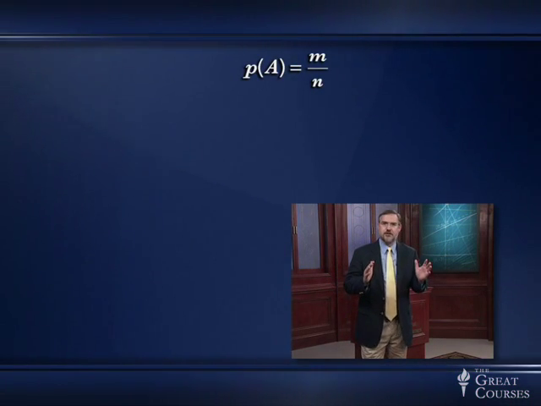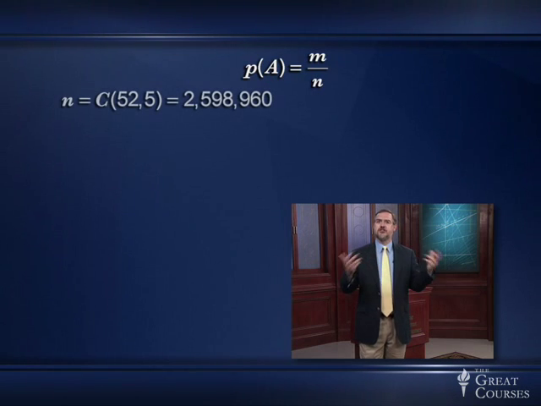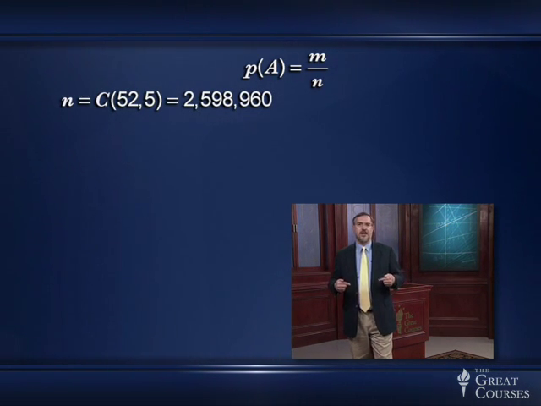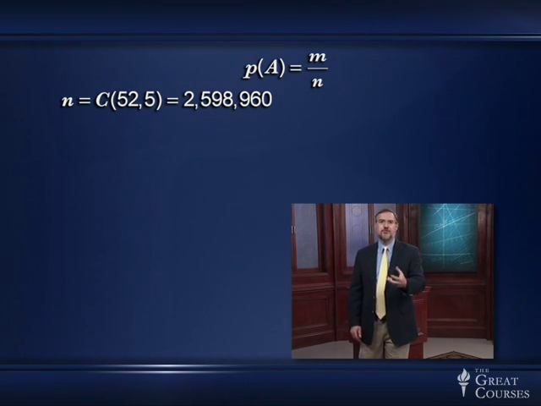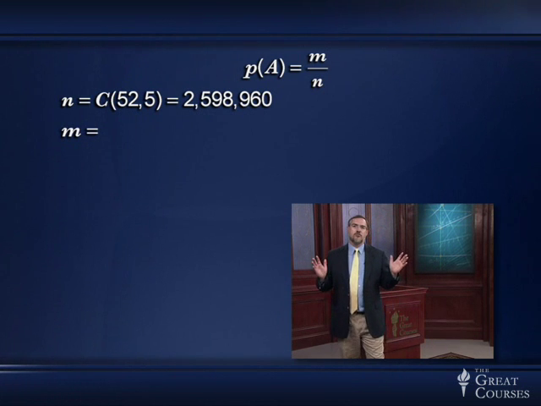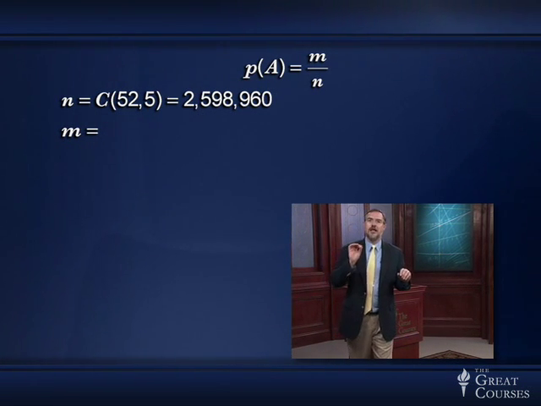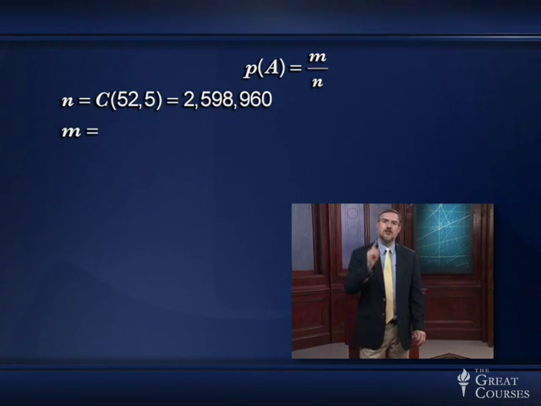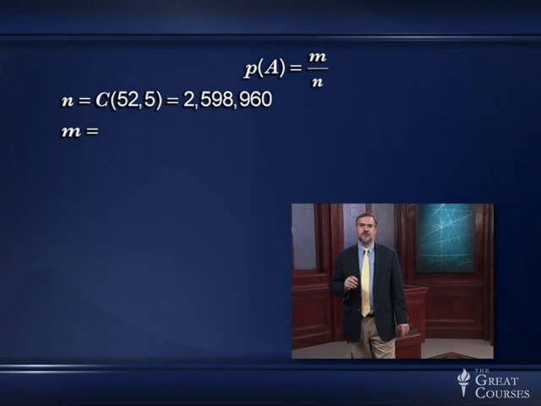Well, in my probability formula, the denominator is still going to be C of 52, 5, because that's the number of ways of having 5 cards randomly given to me out of 52. So now what's the numerator? Well, the numerator is going to be the number of possible full house hands that we can have. Let's figure that out, again, using the multiplication principle.